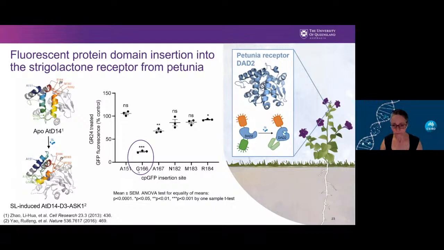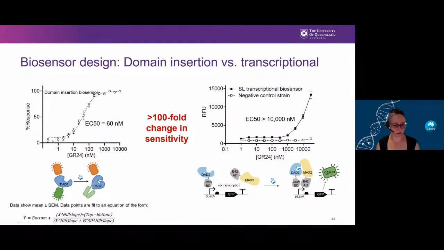And when she tested that domain insertion biosensor compared to the transcriptional biosensor, she got a 100-fold increase in sensitivity, which is really fantastic. So that makes it a lot more sensitive, and you do want a sensitive biosensor if you're looking for something that is at low abundance in tissues.